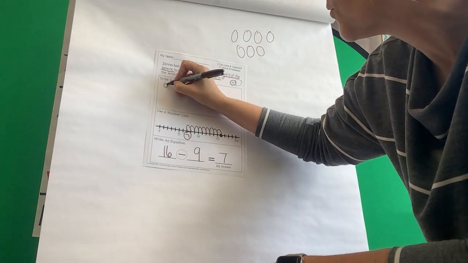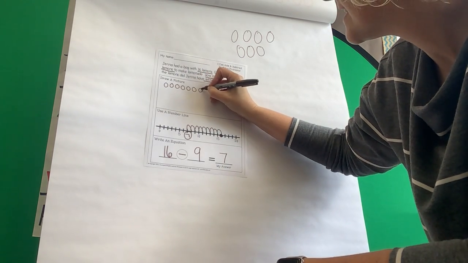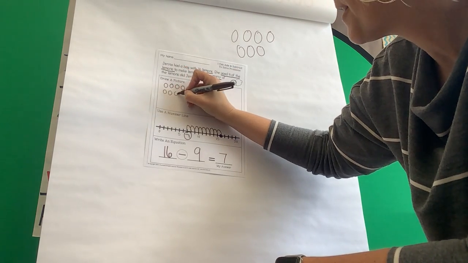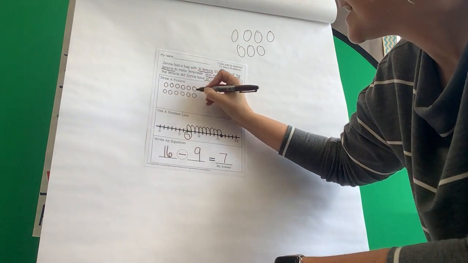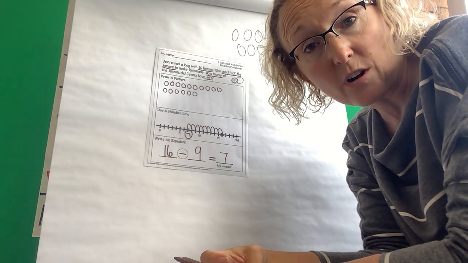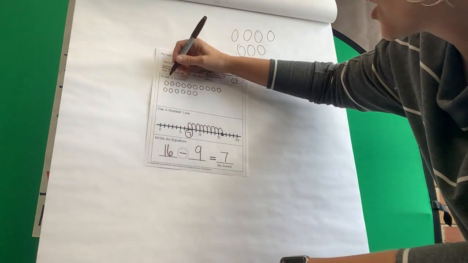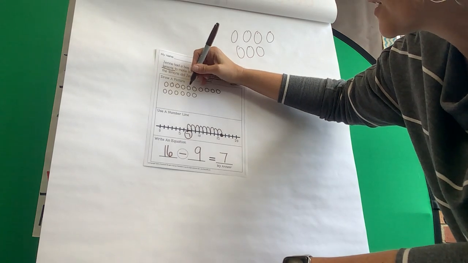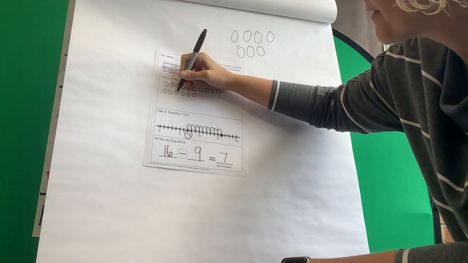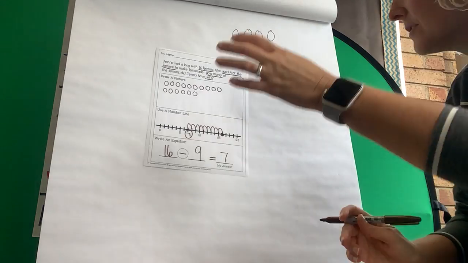So I'm going to draw circles. 1, 2, 3, 4, 5, 6, 7, 8, 9, 10, 11, 12, 13, 14, 15, 16. In math, it's always a really good idea to double check your work and count again. So I'm going to count it again and make sure there really are 16. 1 through 16. I touched each one as I went to make sure I didn't lose track.